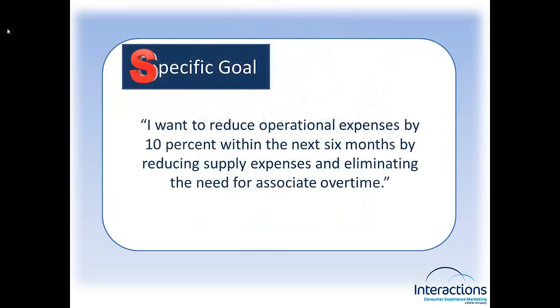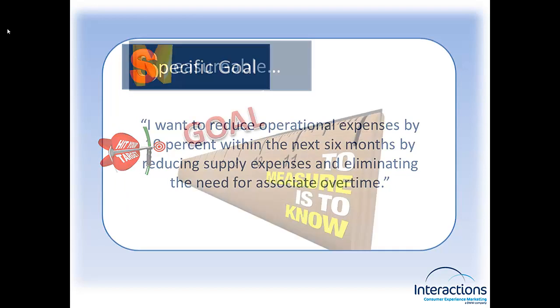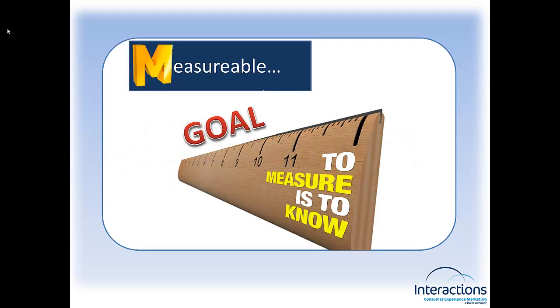Let's look at a specific goal. I want to reduce operational expenses by 10% within the next 6 months by reducing supply expenses and eliminating the need for associate overtime. In this example, the specific goal is to cut down the operational costs by 10% within a specific time frame of 6 months. Saving the cost of operations by 10% will be the primary target that you have set out to achieve in the next 6 months. Now let's take a look at the letter M.